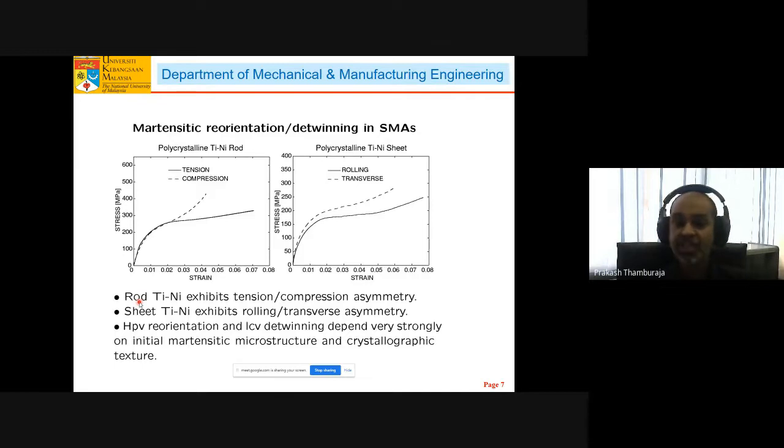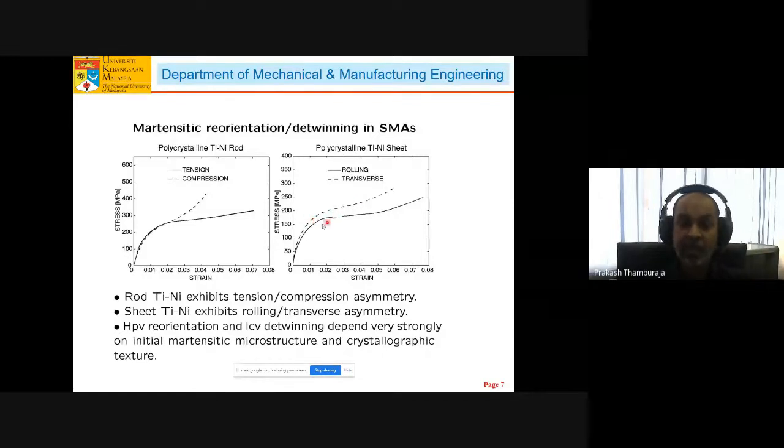So what happens in a sheet material? If we do a typical sheet tension experiment, you cut samples along the rolling direction of the sheet, and you have a transverse direction, which is 90 degrees, orthogonal to the rolling direction in the plane of the sheet, and we have something in between, which is 45 degrees as well. We just show the rolling and transverse stress-strain responses here. When you perform the deformation in tension, you also clearly see a rolling and transverse asymmetry between the macroscopic stress-strain responses.